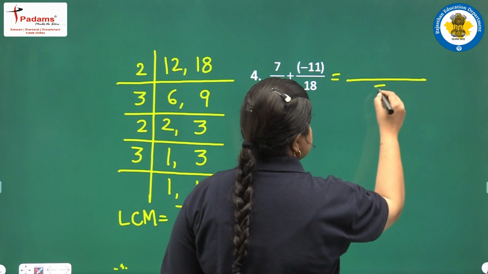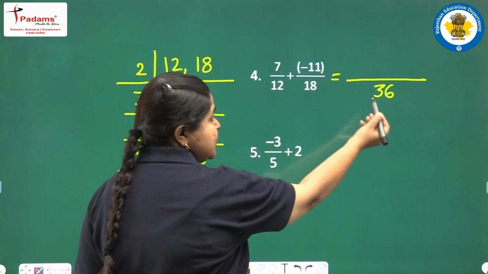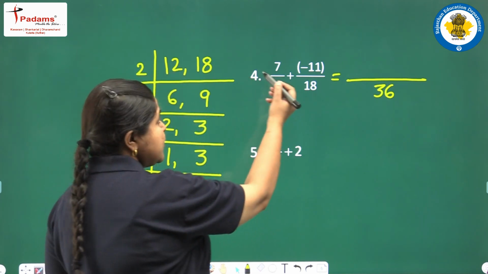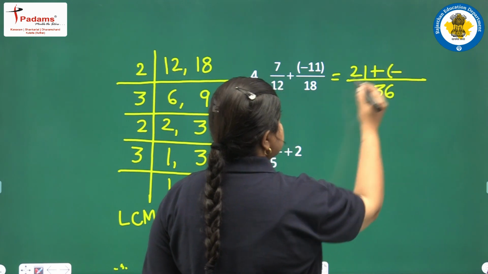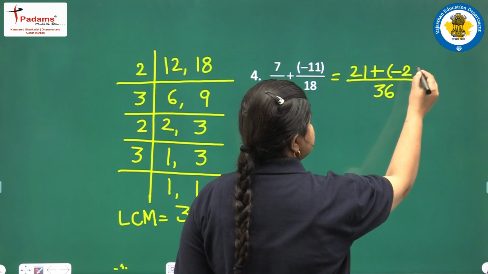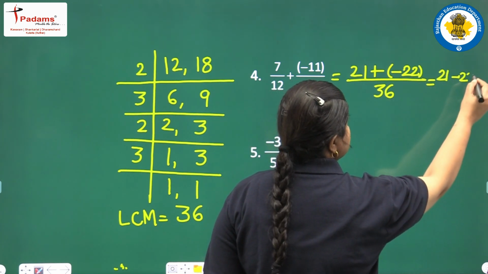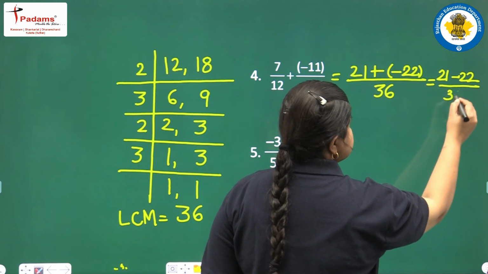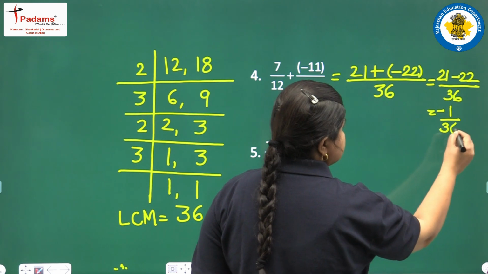Now let us add here. We take the LCM in the bottom to be 36. 12 3s are 36. So 7 3s are 21 will come here. 18 2s are 36. So 11 2s are 22. This gives me 21 minus 22 upon 36, which is further minus 1 upon 36.